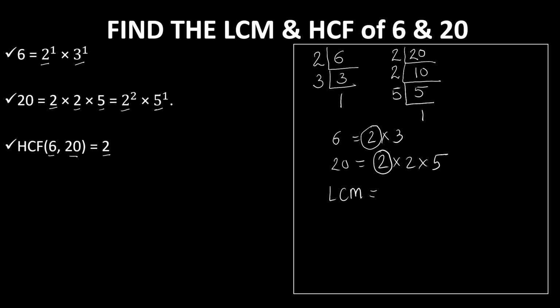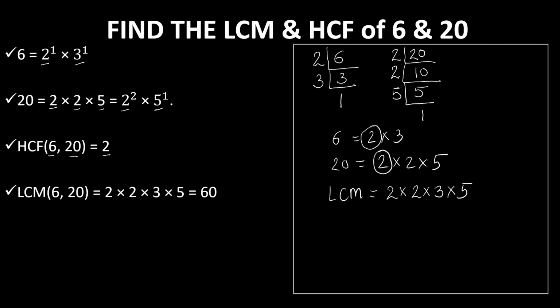of 6 and 20 would be, see, since 2 is a common factor in 6 and 20, we will write down 2 only once, and all the rest of the factors we will be writing down. So 2 into 2 into 3 into 5. So the product of all these numbers will give us the LCM. Hence we can write down LCM of 6 and 20 is equal to 2 into 2 into 3 into 5, which is equal to 60.